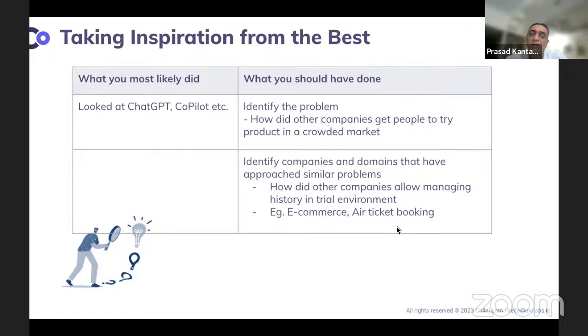So when you think about it, the one important thing is, what is the problem? The core problem is: how do companies get people to try their product in a crowded market, or where somebody is already so good that nobody is going to think about it?